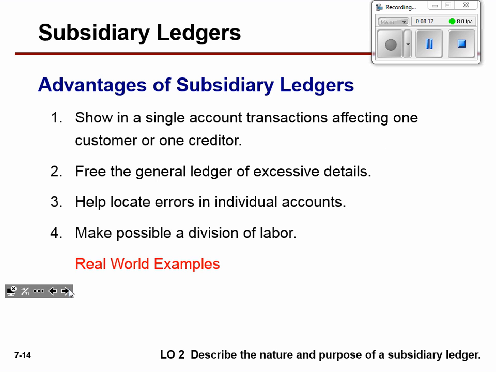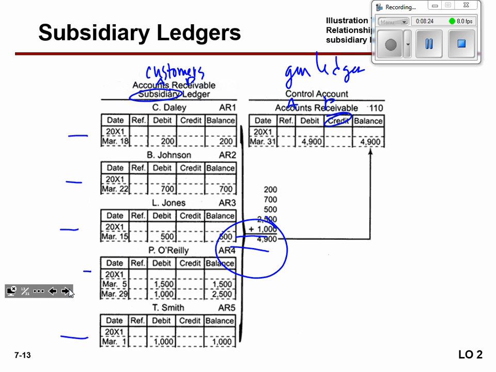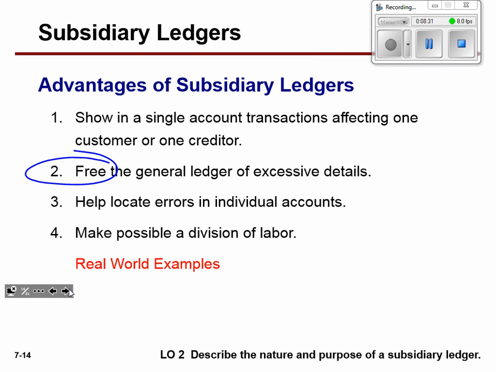What are the advantages? The big one is number 2 here. It frees up that general ledger from exploding at the seams, because this general ledger would never fit all of that activity. It still needs to tell its story, but it would never fit. So number 2, freeing up all those extra details.